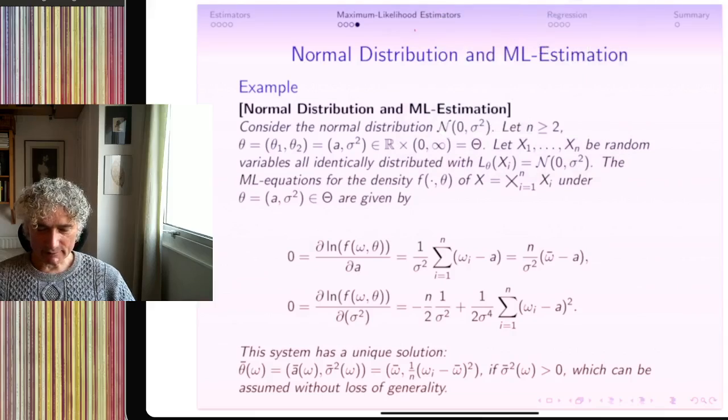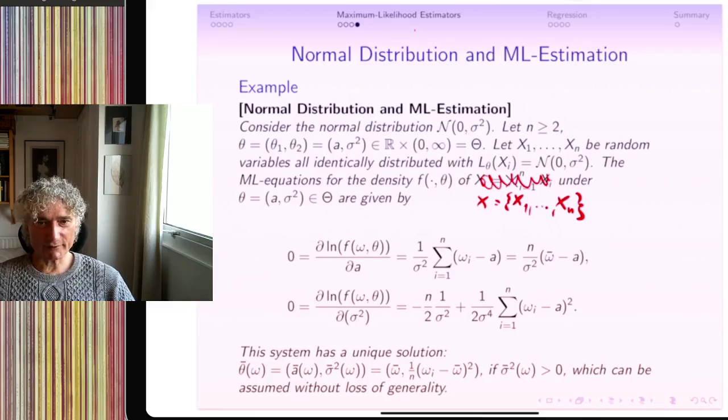So x was not given as the Cartesian product, x was just given as the set of all these n random variables. It was a copying error, apologize. So theta is given by the two parameters a and sigma to the power 2, which are the mean and variance of the normal distributions. So these are the things you vary in the parameter set capital Theta.